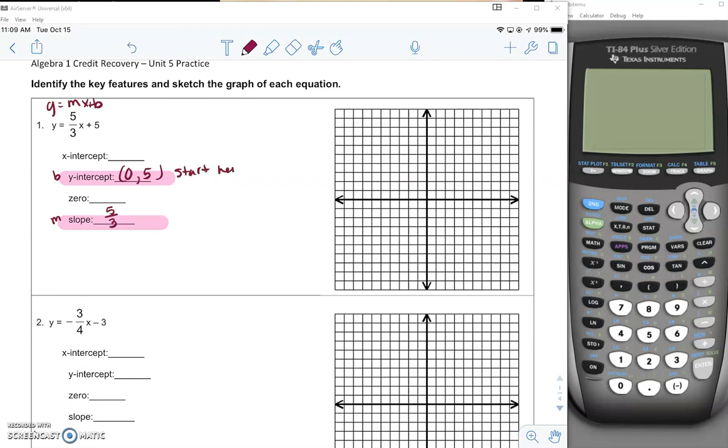On my graph, I will start at the y-intercept, 1, 2, 3, 4, 5, and then use my slope to find the rest of the points. So I am going up 5, right 3. Since this is a positive slope, it should be increasing from left to right. Up 5, 1, 2, 3 over 3. I ran out of room going this direction, so I'm going to take it back the other way now that I know how my graph should look. 1, 2, 3, 4, 5, 1, 2, 3, and I'm going to go all the way across my graph.